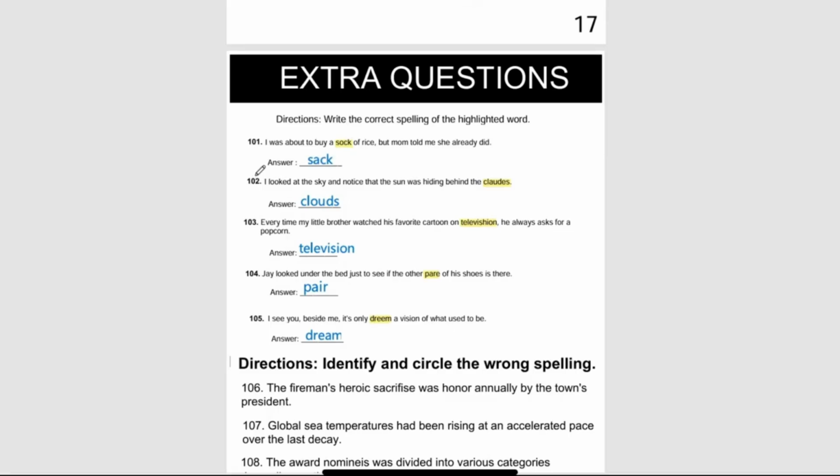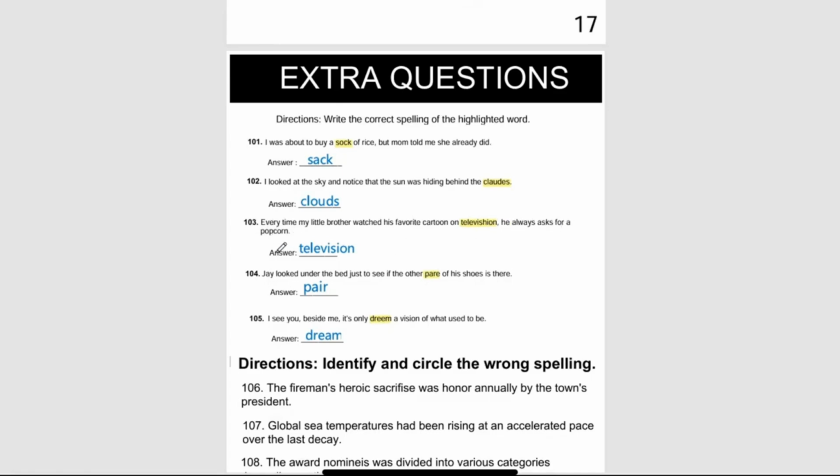Question number 102. I looked at the sky and noticed that the sun was hiding behind the clouds. Highlighted word is clouds. Correct spelling C-L-O-U-D-S. Clouds.